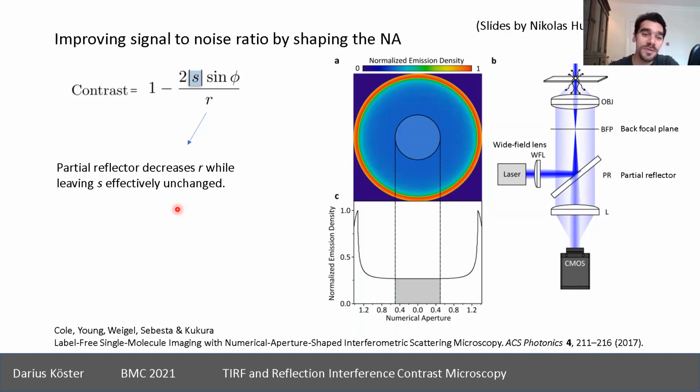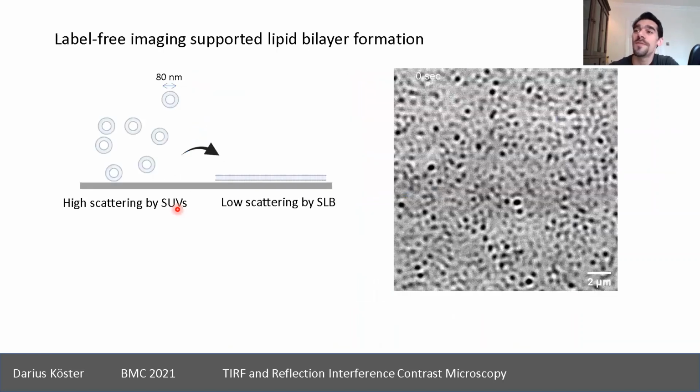And just one example before we have to break, how it can look like. I'm someone who works a lot with supported lipid bilayers, and so of course I take an example of supported lipid bilayer formation. Here what you see is small unilamellar vesicles, so small liposomes. They're about 80 nanometers in diameter. And what you do to form a supported lipid bilayer is you drop them on a clean glass slide, and then they will fuse at some point to generate a smooth lipid bilayer.